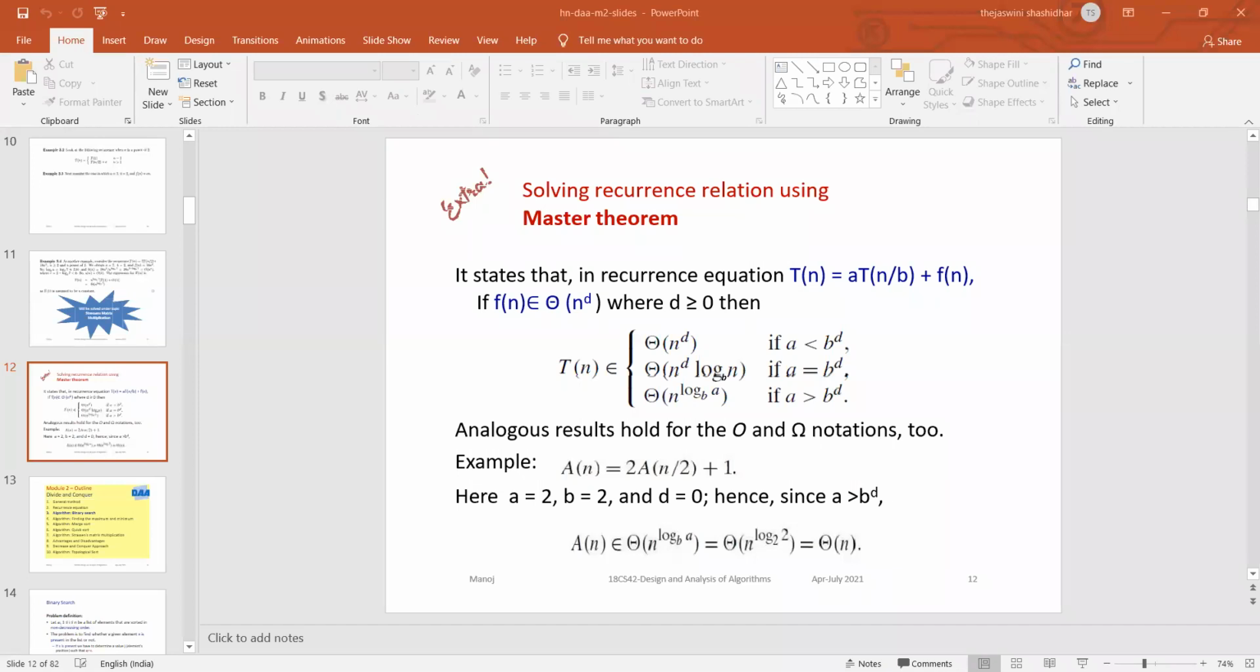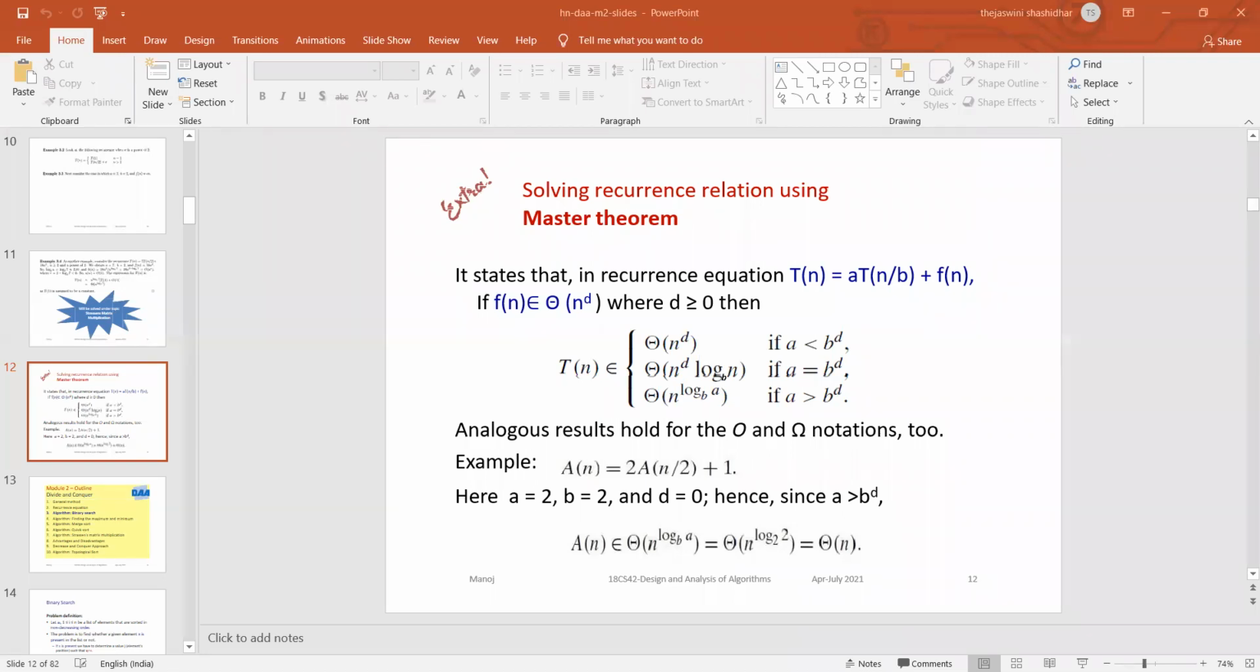Log n to base 2 is log n only. Because if you have log 1 to base 2, you can find. Log 2 to base 2, you can find. But you have log n to base 2, so log n to base 2 is log n only. Okay, so keep that in your mind.